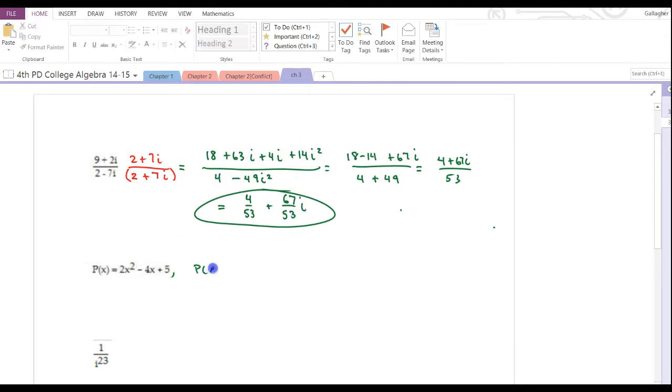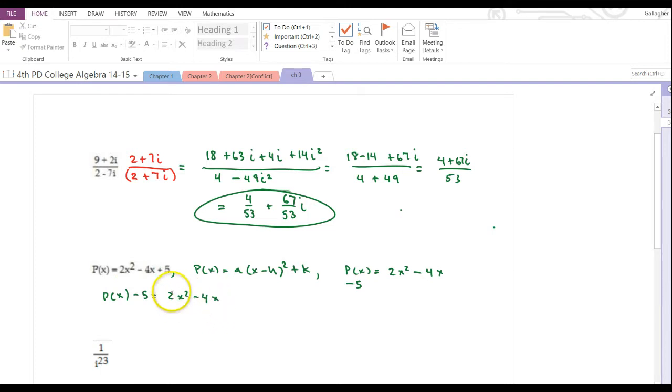So I'm going to write P of x equals a times x minus h squared plus k. That'll be vertex form. So what I'm going to do first is remove this 5 and bring it over, so I'm going to isolate the variable terms. So I have P of x is equal to 2x squared minus 4x, and I'm going to subtract the 5 from the P of x. Okay, so now I have P of x minus 5 is equal to 2x squared minus 4x.